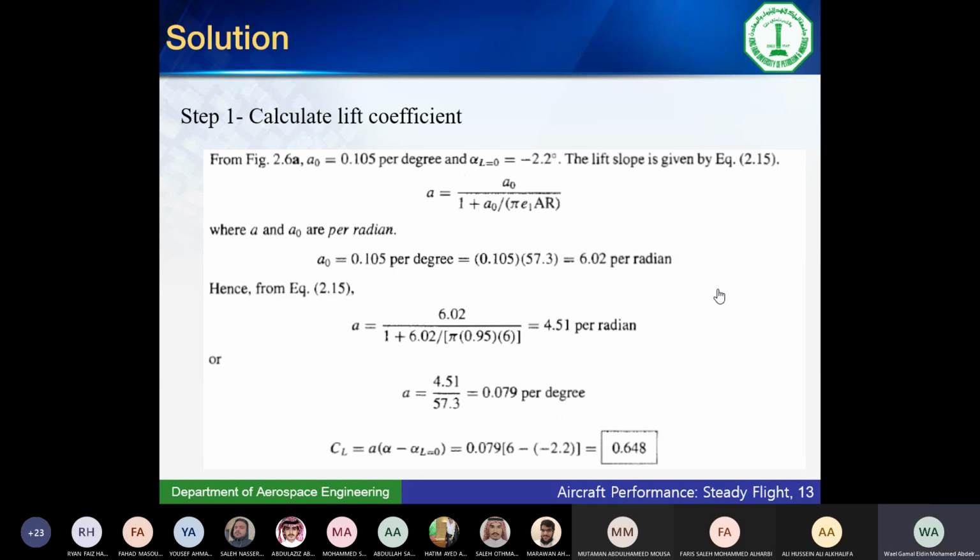Any hands? How to calculate CG? Doctor, I'm sorry, I have a question. Yes, question, Hassan. How can I get the accurate slope? Because if I get different points, sometimes the slope will change.